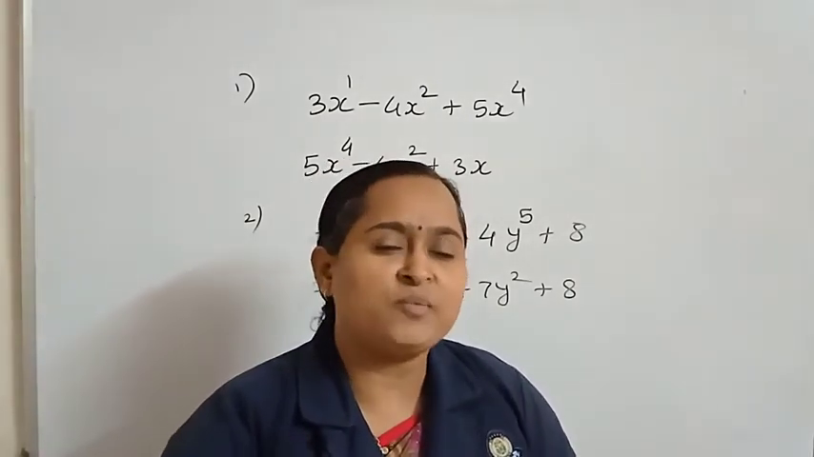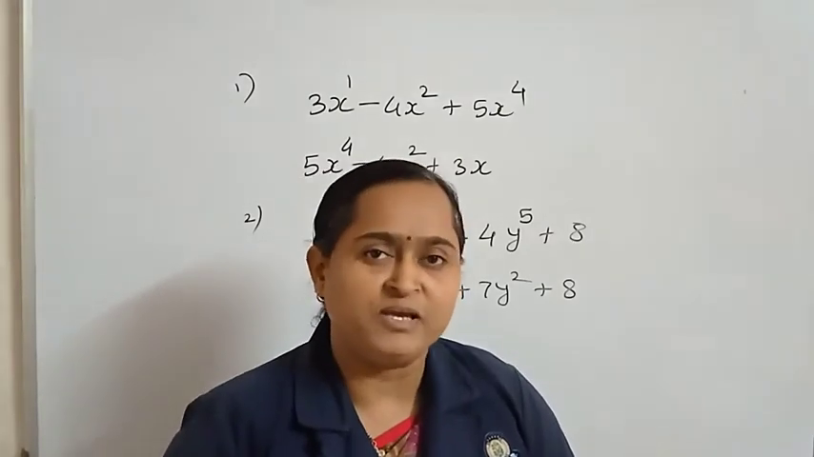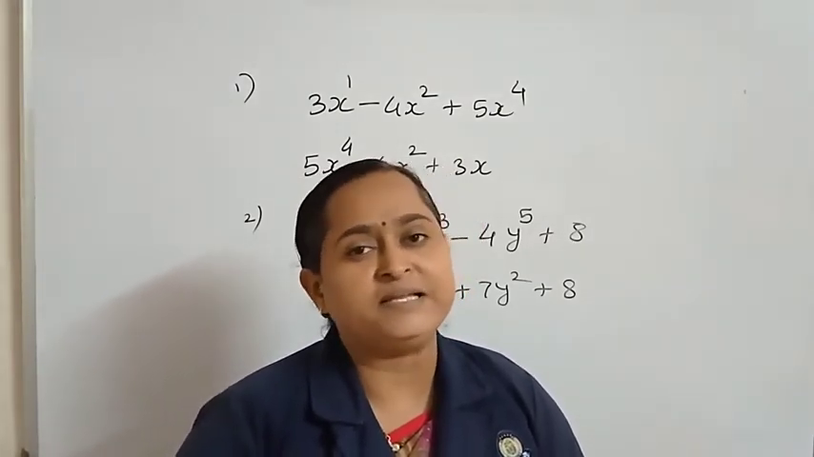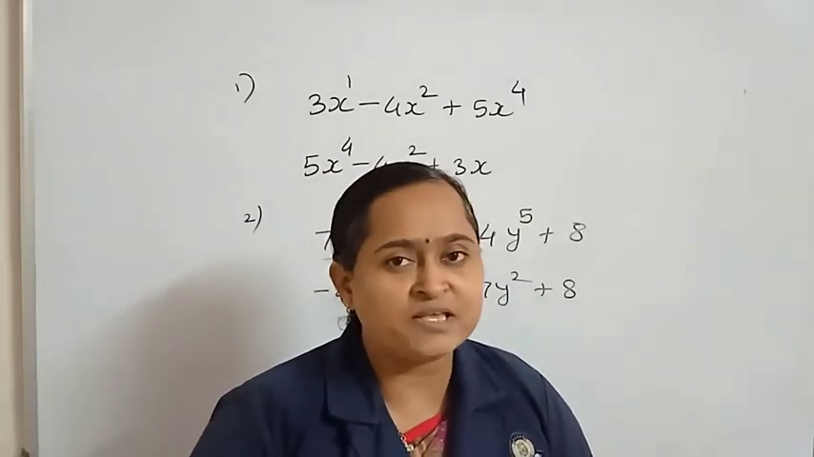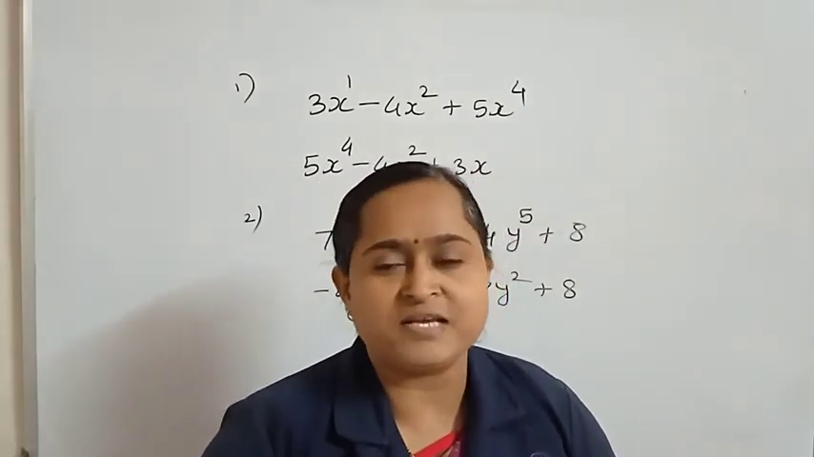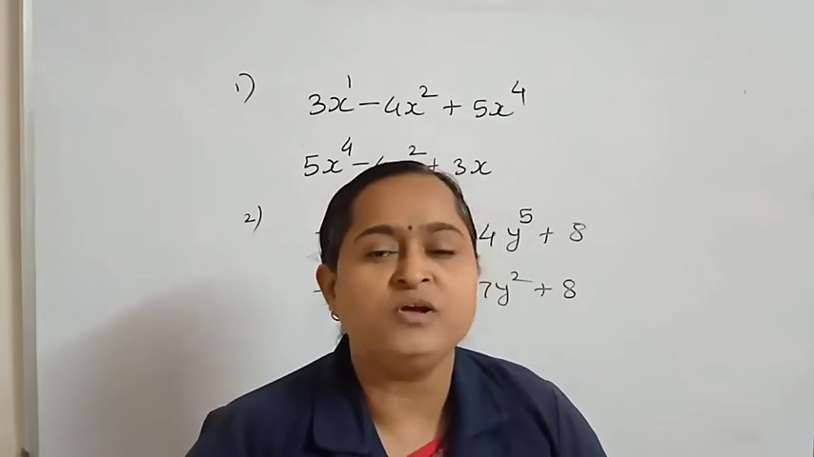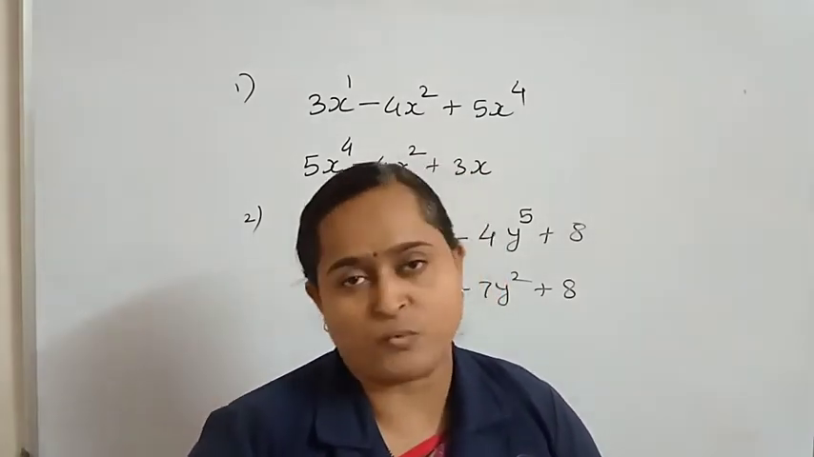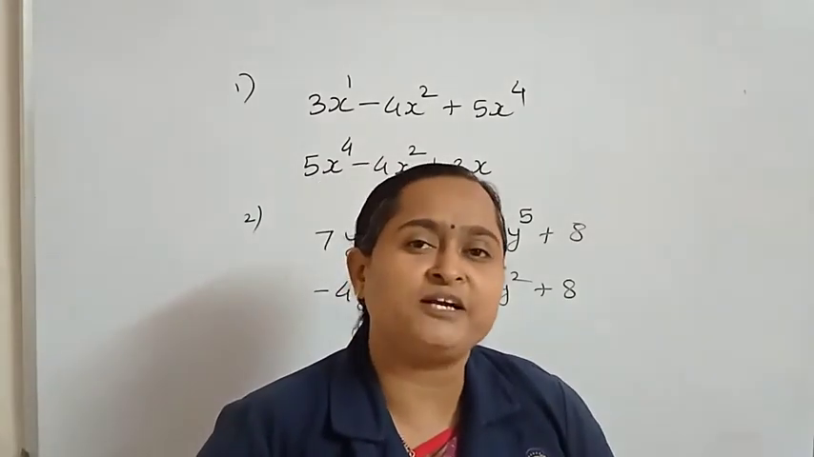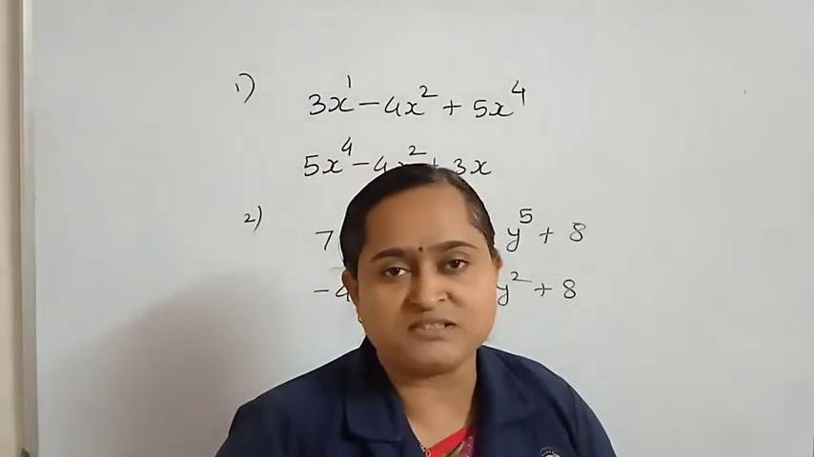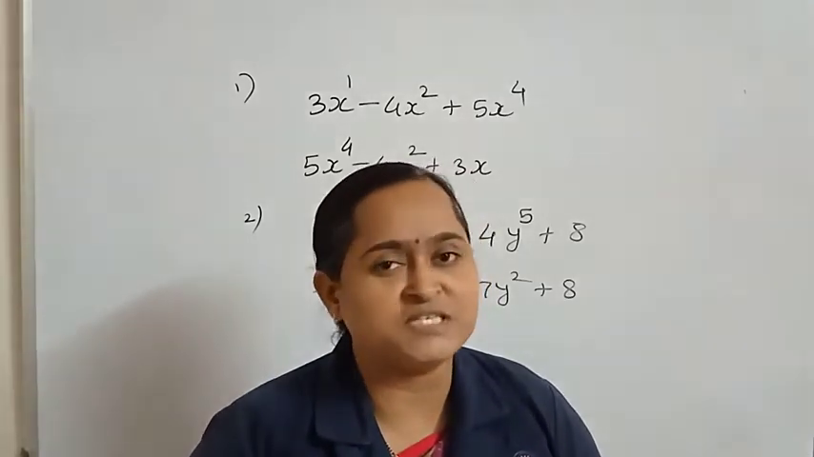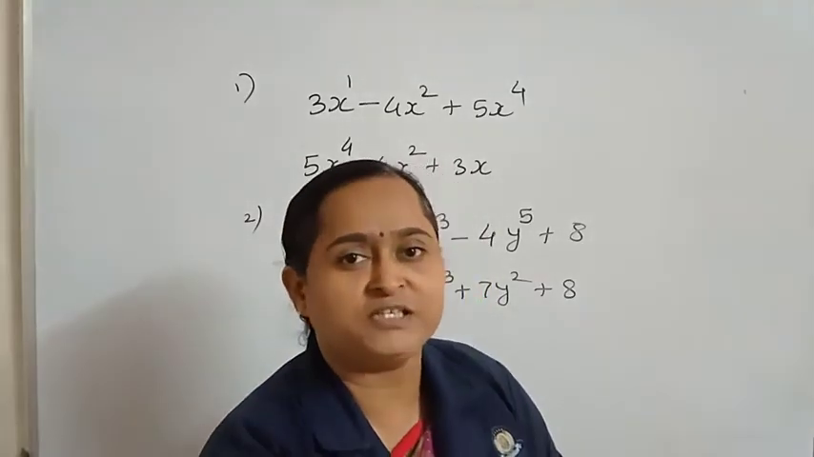Now next form we will see, index form. Now index form and standard form both are same. In index form also we have to write down terms in descending powers of the variables. But one difference is there. In index form we are adding missing terms with coefficient 0. In standard form we are not adding missing terms. But in index form we have to add missing terms with coefficient 0.